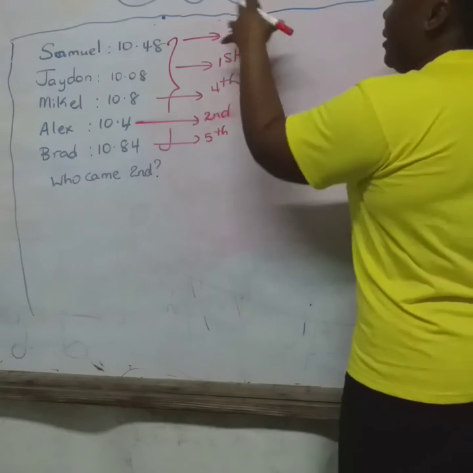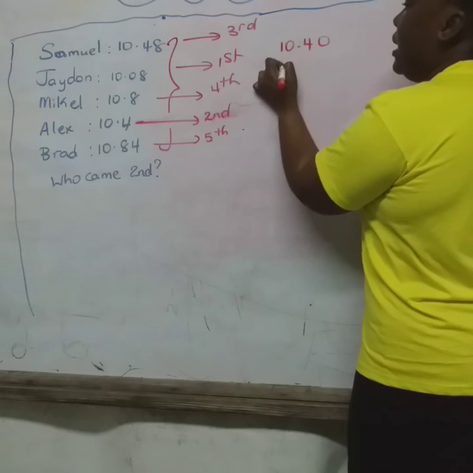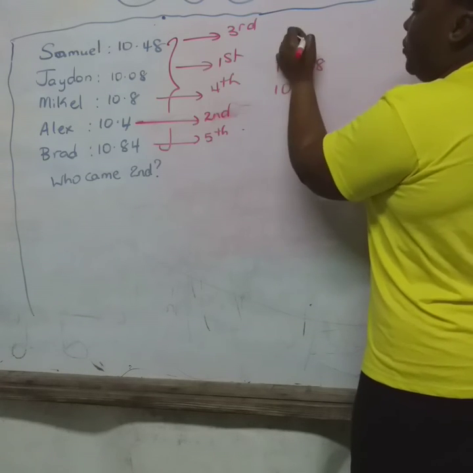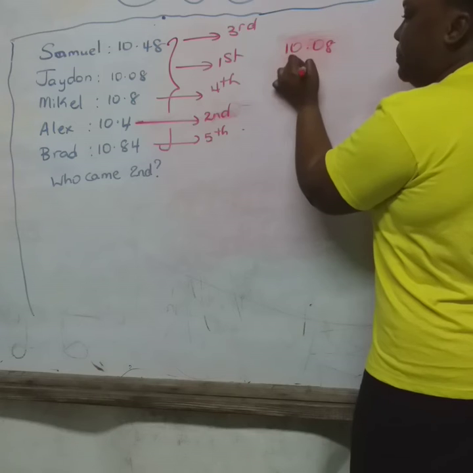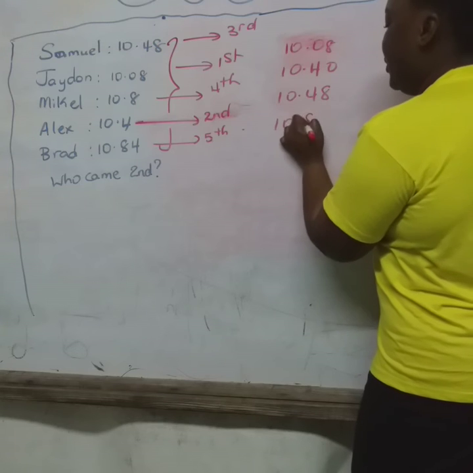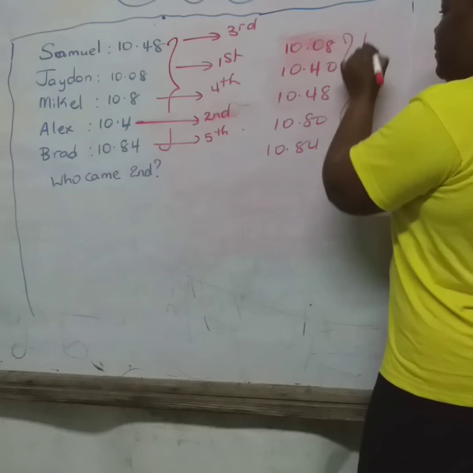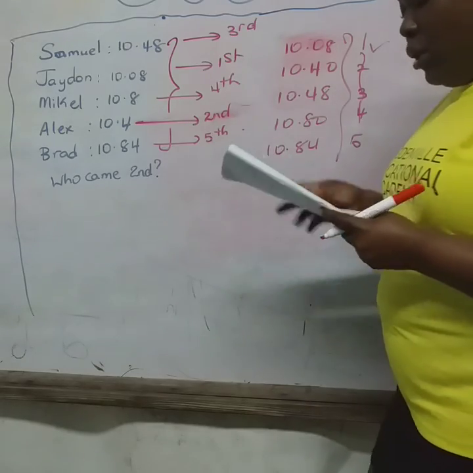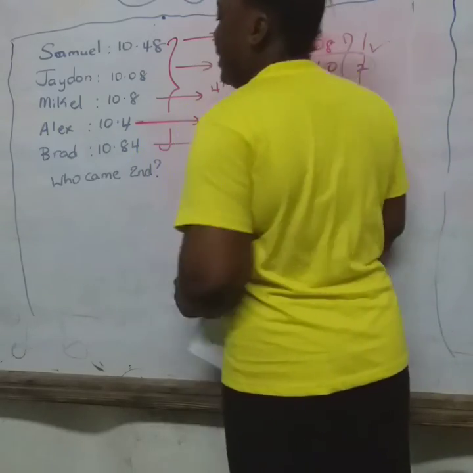Another way you can look at it, you arrange your decimal numbers in ascending order. So we'll go from 10.08 to 10.40 to 10.48, then to 10.80, then to 10.84. So we have the numbers arranged first, second, third, fourth, fifth. Right? And the question is who came second? So the person who came second is the person who scored 10.40, and that person is Alex.